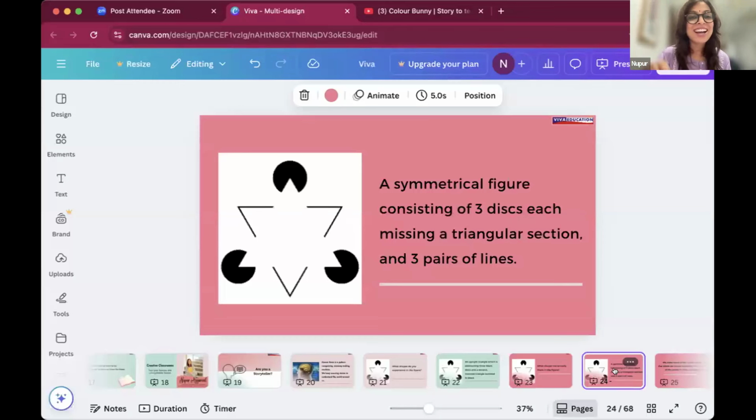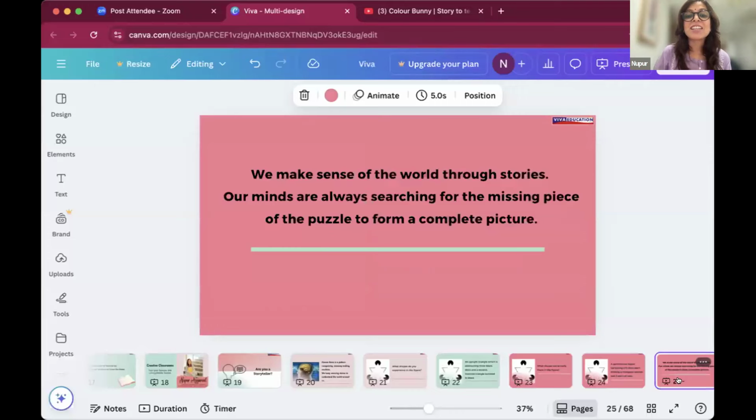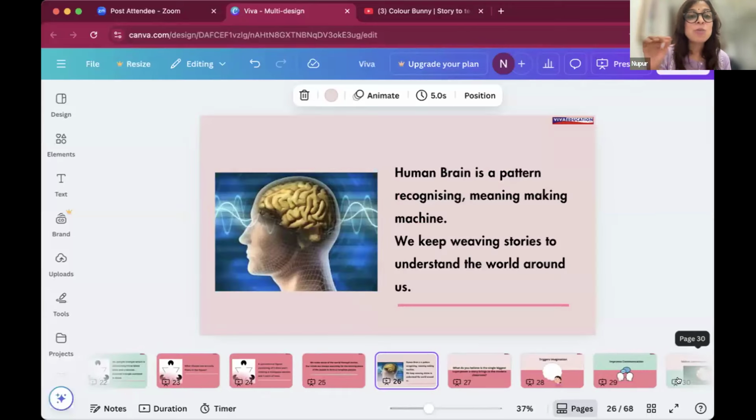But when I asked you, what do you see? What did you say? I see a triangle, I see a circle, I see this, and I see that. So what does that say? We make sense of the world around us through stories, and our minds are constantly looking for the missing piece of the puzzle to form a complete picture. Our human brain is a pattern recognizing, meaning making machine. We weave stories to understand the world around us.